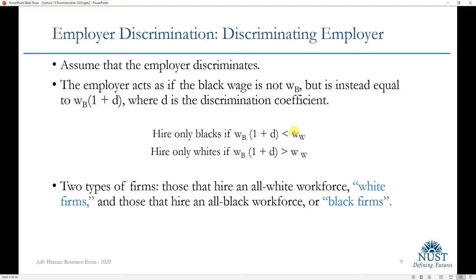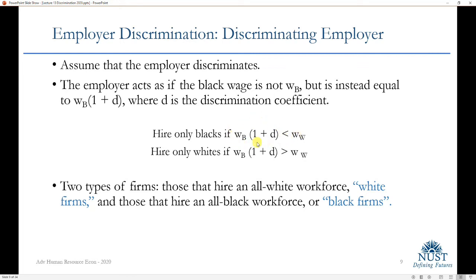So in my previous example, I assumed that both workers are being paid $100. In this example, let's assume that wages of black persons with equal productivity are $80. Hiring white workers is more expensive, let's say $100. So even when an employer discriminates against black workers, after incorporating, if this coefficient is not too high, let's say 0.2, then even after incorporating the discrimination coefficient, this number will be lower than white wages.